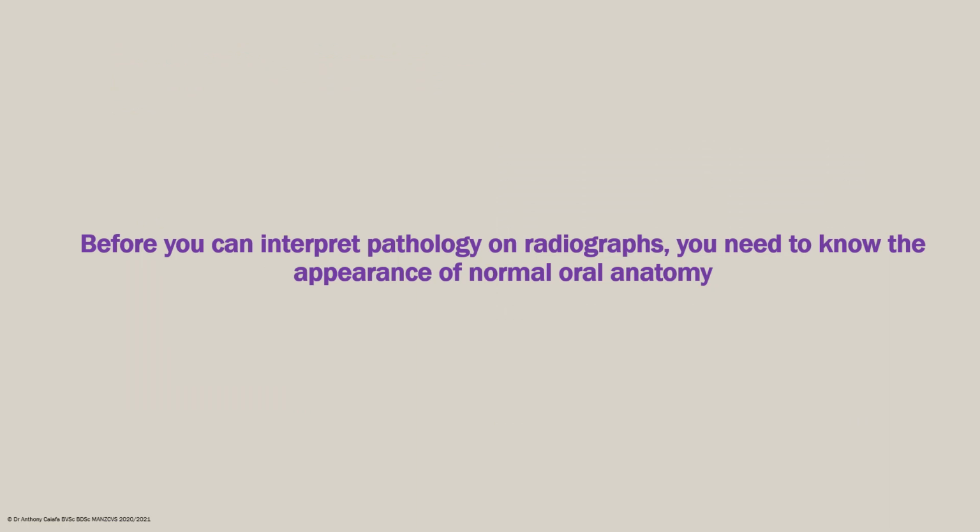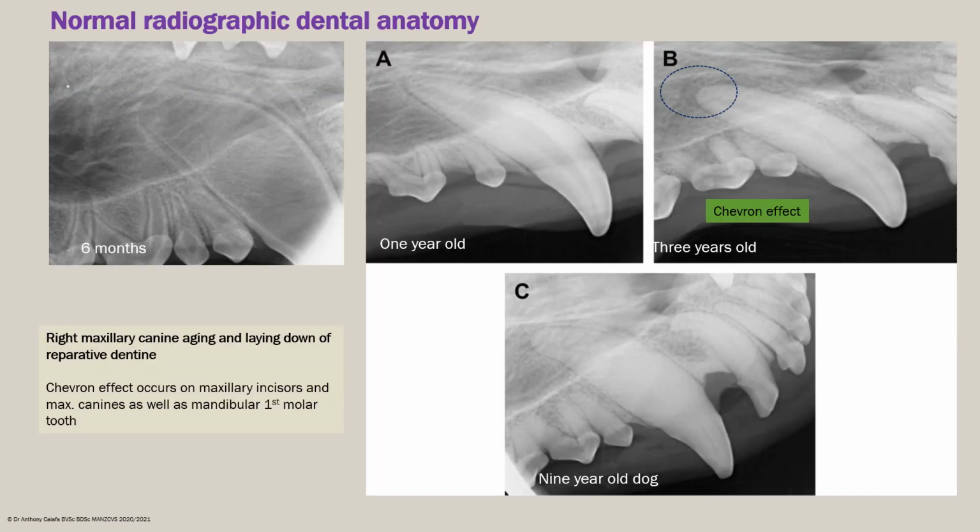Now, before we can interpret pathology on our dental radiographs, we need to understand what is normal oral anatomy. And to do this, we have to have an understanding of what anatomical structures are present in the oral cavity. So here we have 4 radiographs looking at the maxillary canine as it ages.